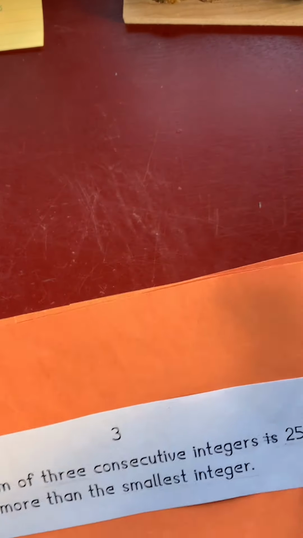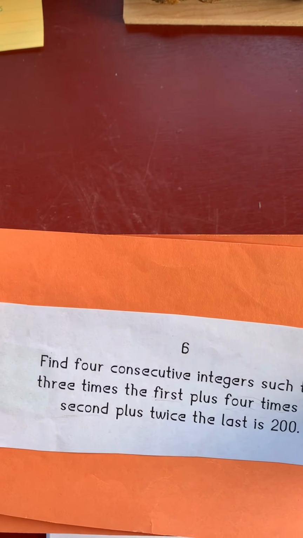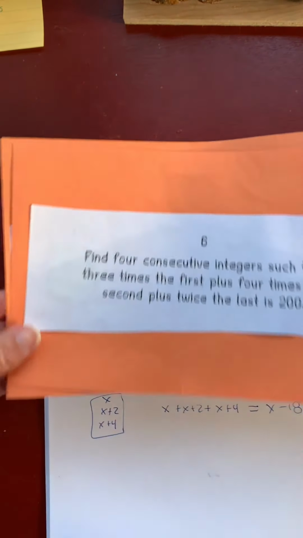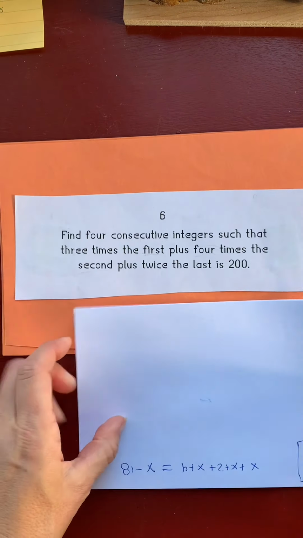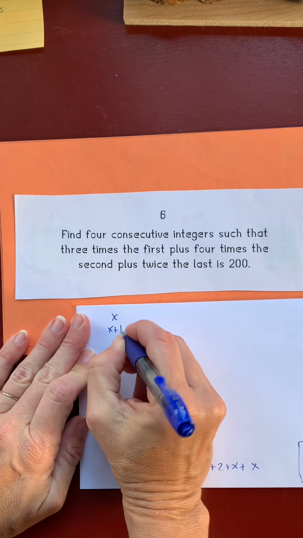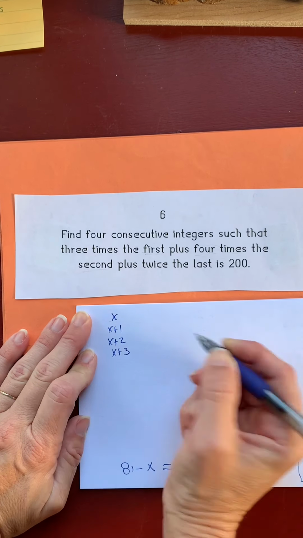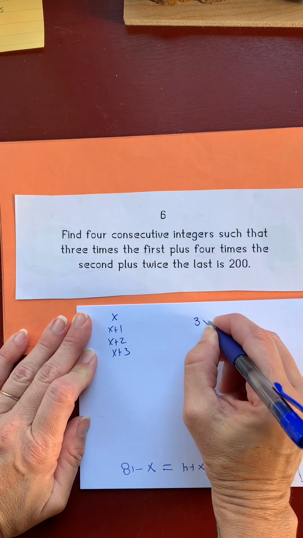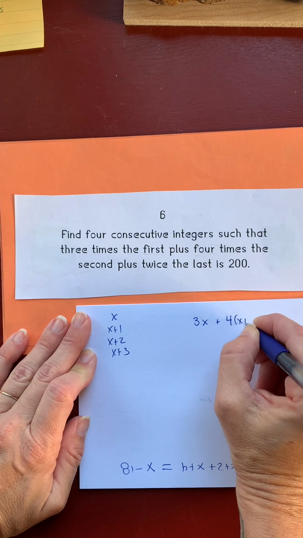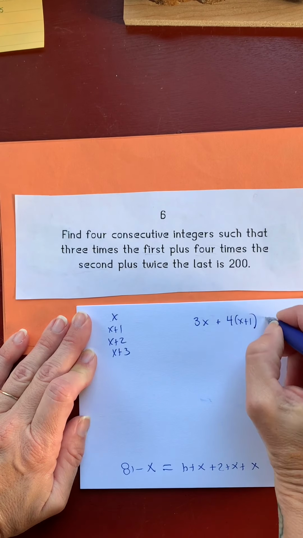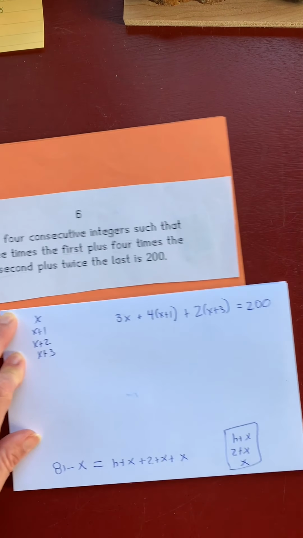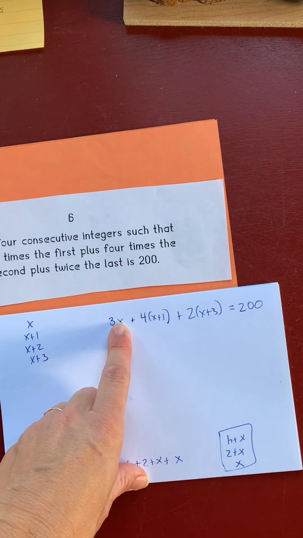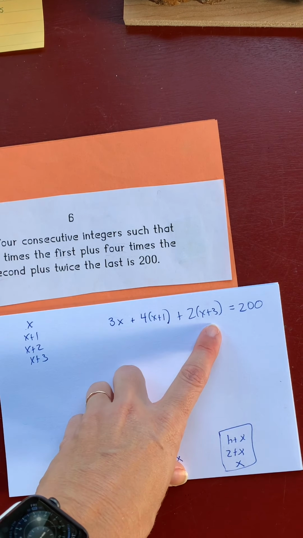Are you tired of these yet? Skip that one. Last one. Pause and come back. Four consecutive integers such that 3 times the first plus 4 times the second plus twice the last is 200.